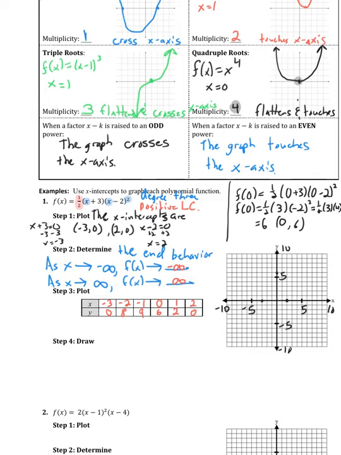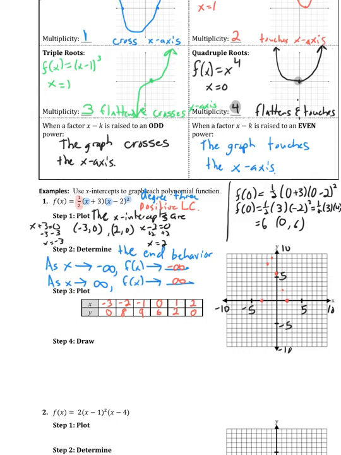So now I can go ahead and plot these points. I already had the -3, 0 plotted and the 2, 0. I knew those were my intercepts. I had the 0, 6 as well. I'm going to plot -2, 8. I'm going to plot -1, 9. I'm going to plot 1, 2. It's going to look something like this.